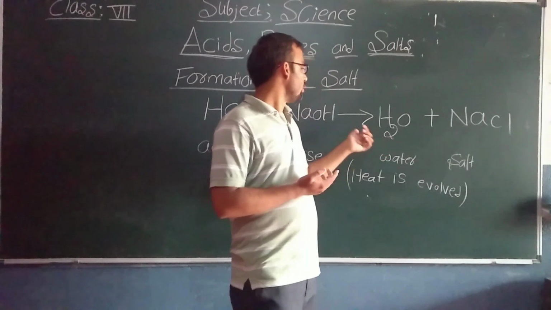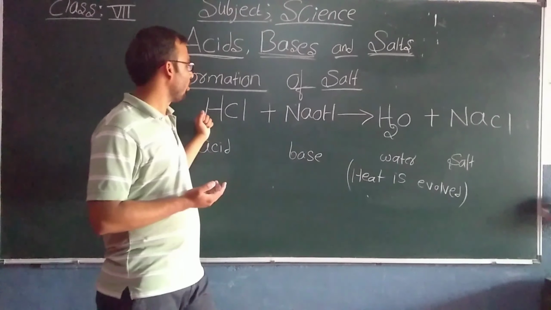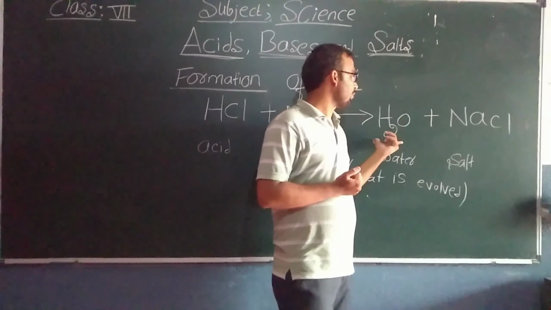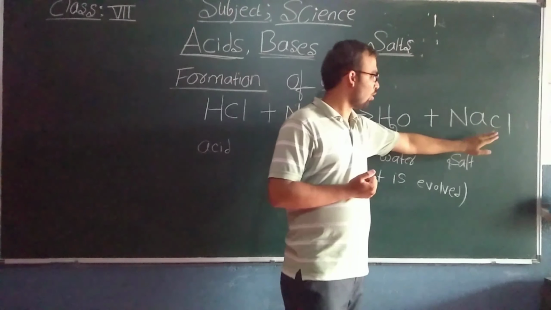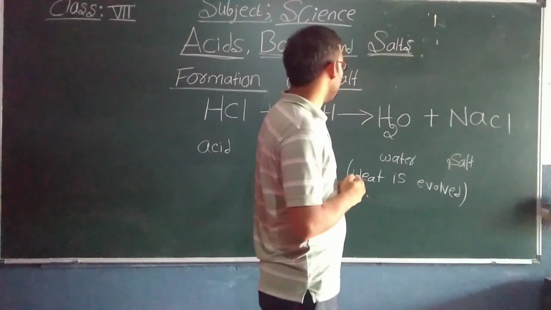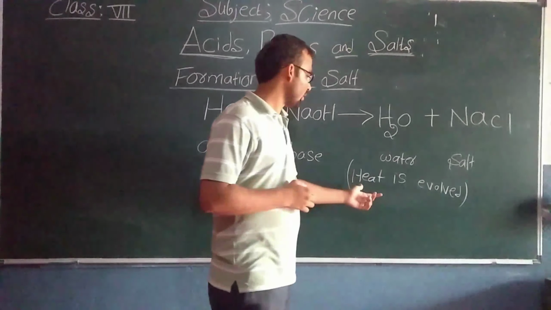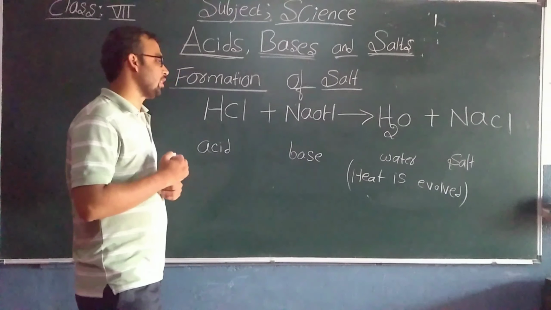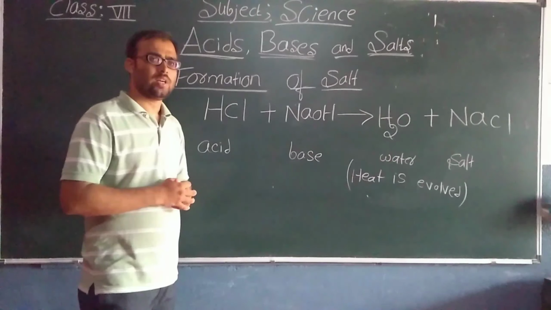Look here. When hydrochloric acid is reacted with sodium hydroxide, water is produced along with the salt. Here NaCl means sodium chloride, which is a salt. As I told you, heat is evolved in this process. Heat is generated during the formation of salts, or during the neutralization reaction.